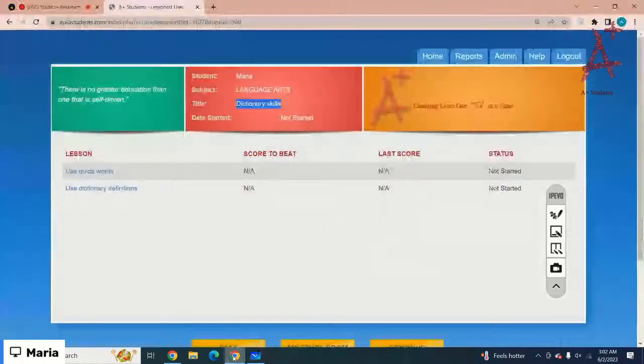So here I'm on grade 4 language arts. We're working on the chapter dictionary skills, and the lesson we're going to cover is use guide words. Basically, we're going to learn how to look at the meanings of a word in the dictionary. Got it? So let's just start with use guide words.